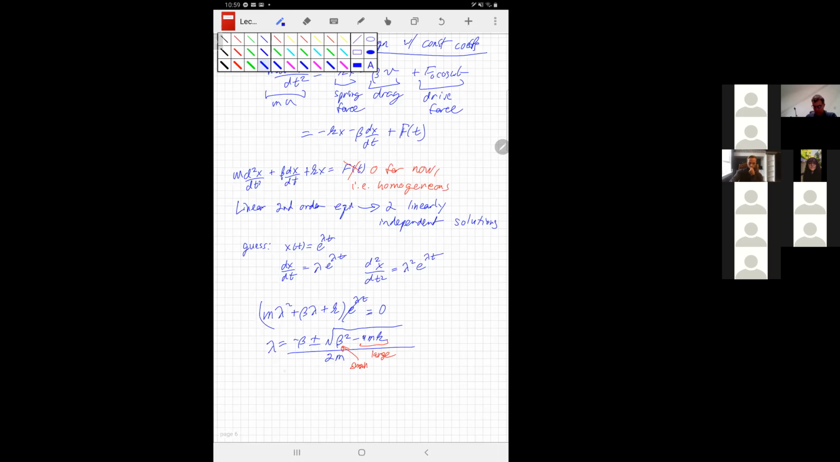So what people usually do is they write it like this. I can always multiply by -1 twice. There's no rule against multiplying by -1 twice. And so if I multiply by -1 twice, one of those -1s I'm going to take the square root of, and I'm going to get minus beta plus or minus i square root, but then I'm going to leave the other -1 in there. I'm going to get 4mk minus beta squared, all over 2m.